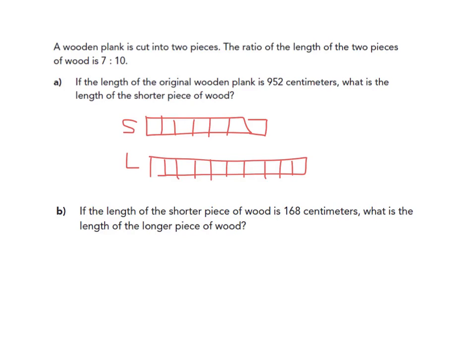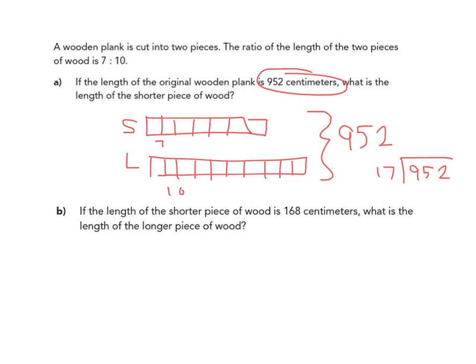They're saying if the length of the original plank is 952, what is the length of the shorter piece? So they're telling me the total of everything here is 952. Well, I have 10 pieces here, I have 7 pieces here. So I have 17 total pieces. To find a single unit, I'm going to have to take that full amount and divide it by those unit pieces. Each piece ends up being 56.